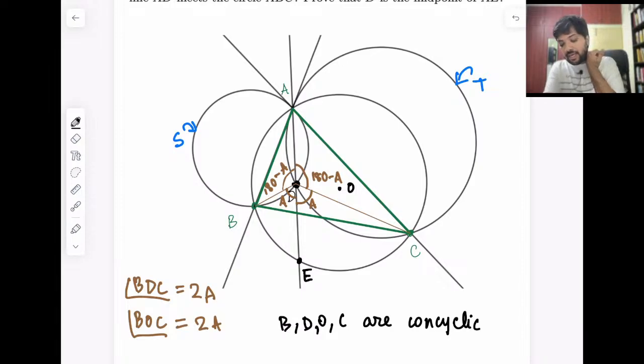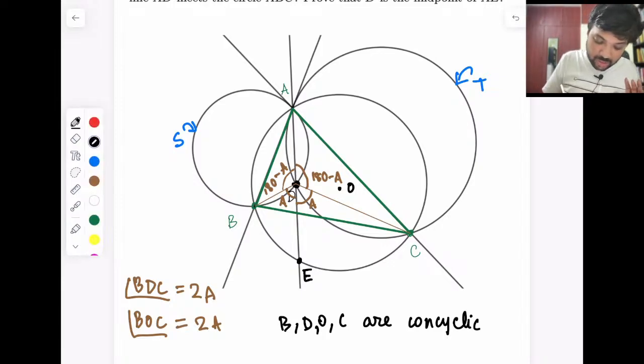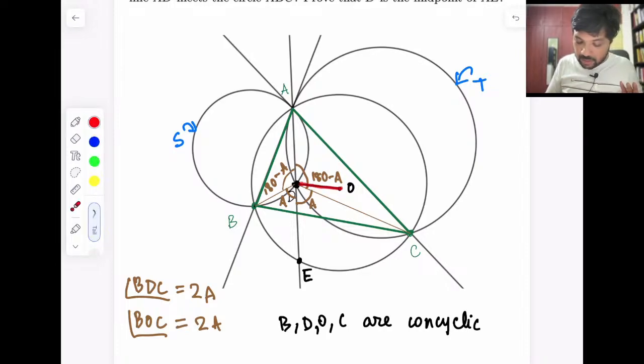Remember we have to prove AD equals DE. In the circle ABC, AE is a chord. To show D is the midpoint of AE is the same as showing that the perpendicular from the center of the circle to the chord bisects it. So it suffices to show OD is perpendicular to AE. So all we have to do is join OD and prove that this entire angle is 90.